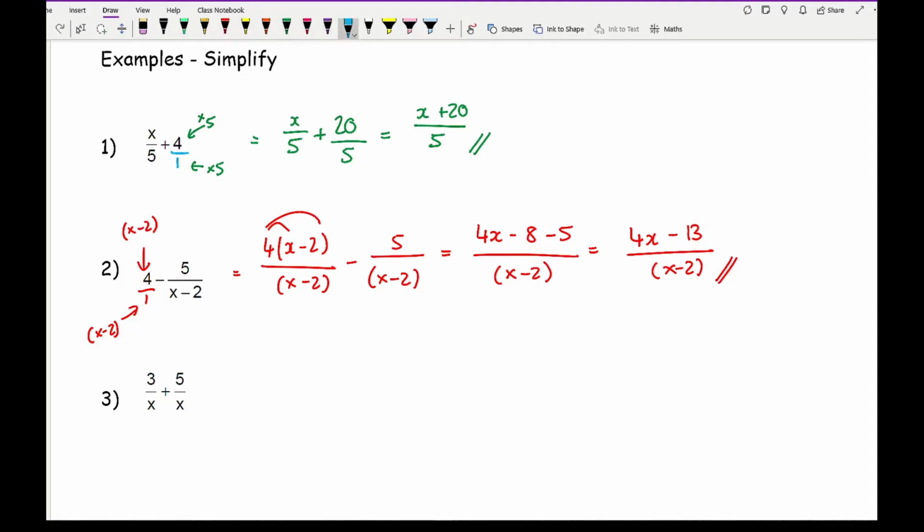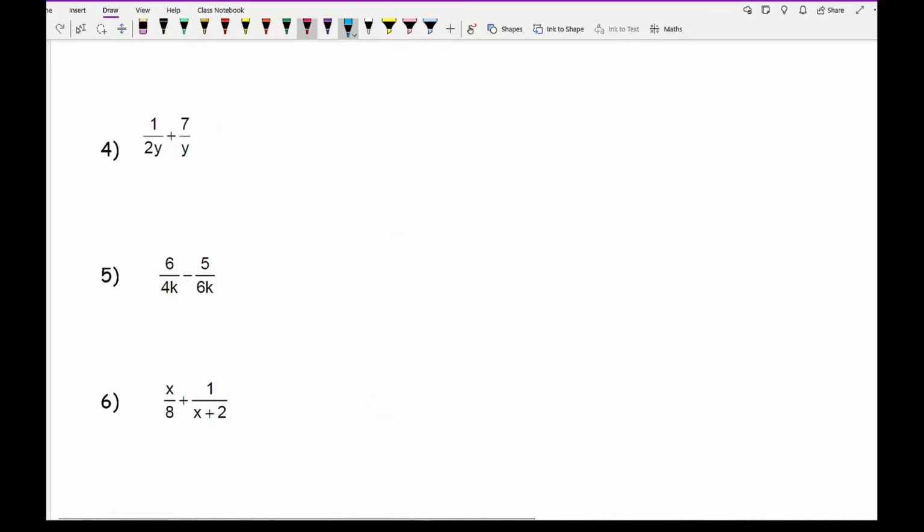Then moving on to question 3. Again, here you can see that my denominators are the same. So all I need to do is just simply add the two numerators together. And again, x just stays the same. It doesn't become 2x or x squared. Then all I'm left with is just x over 8. So let's have a look at the next three examples.